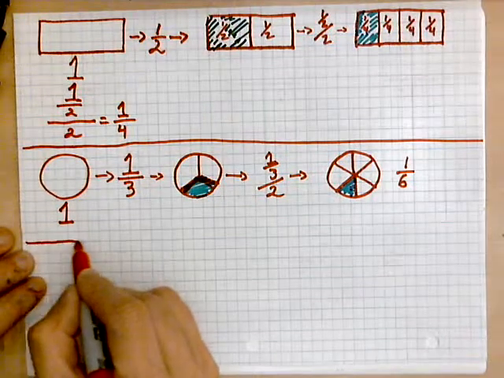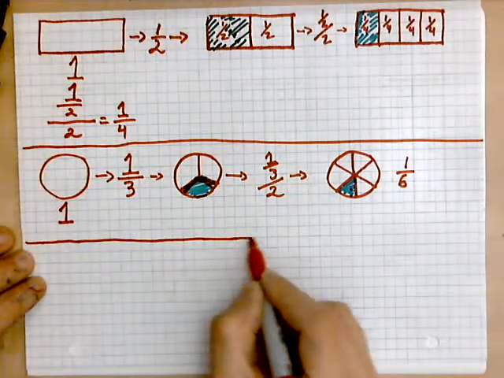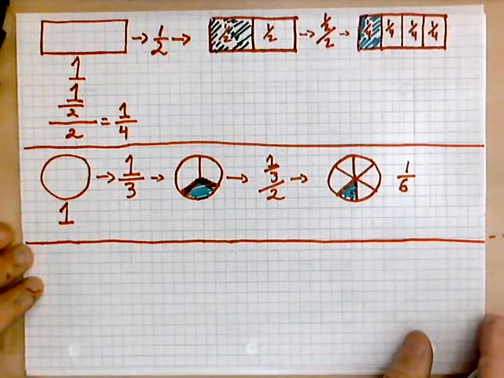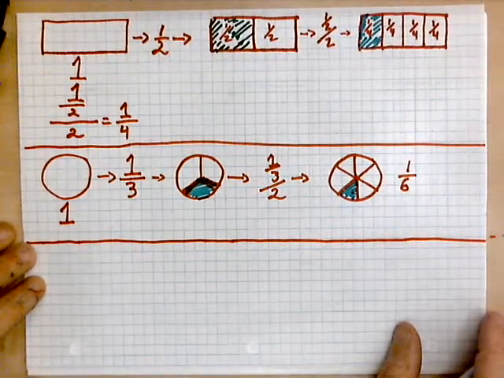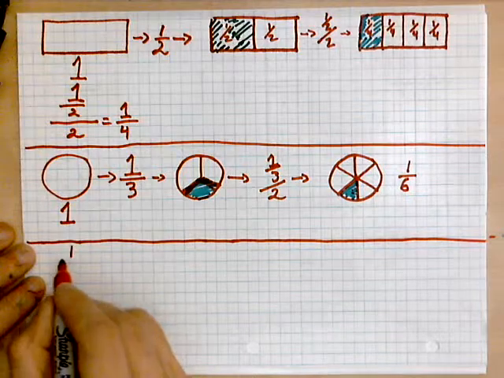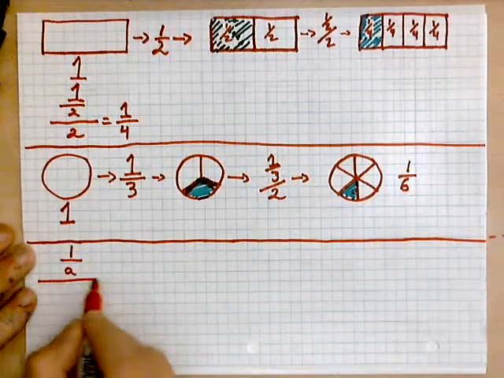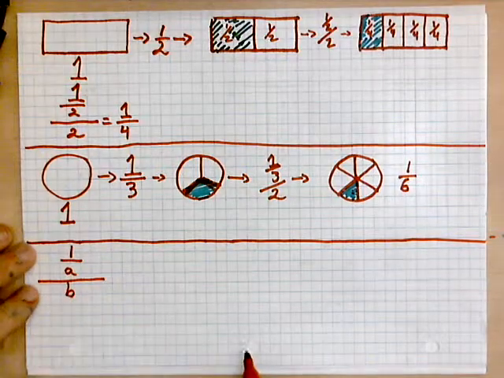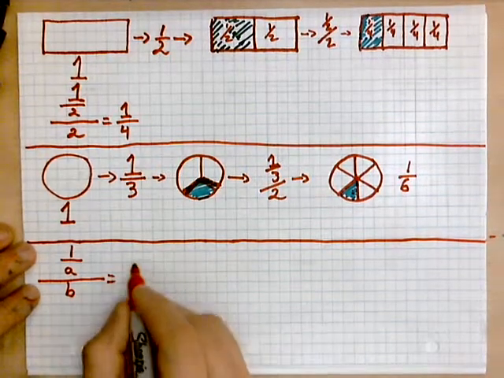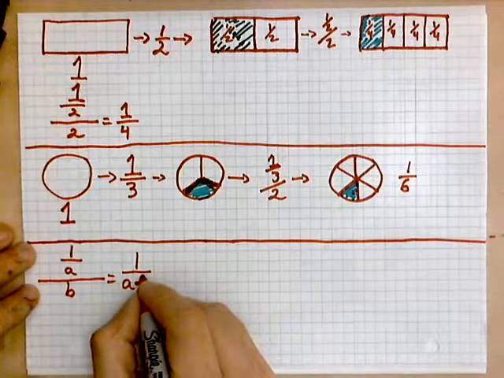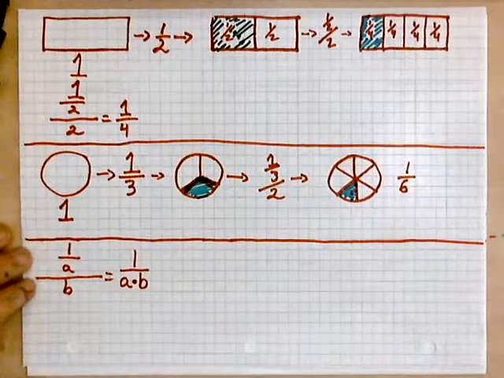So now that we've looked at 2 examples, the next step is to try to think about this in more general terms. And the more general terms look like this. 1 over A divided by B is the same as 1 over A times B. Okay?